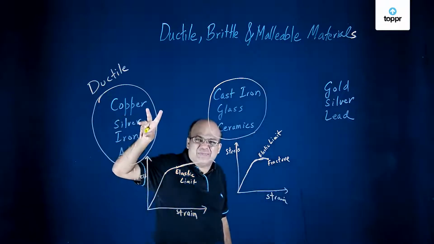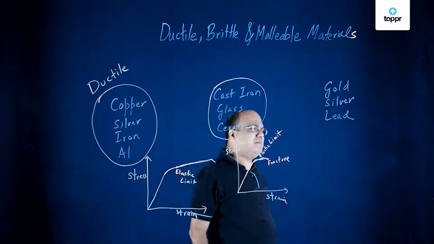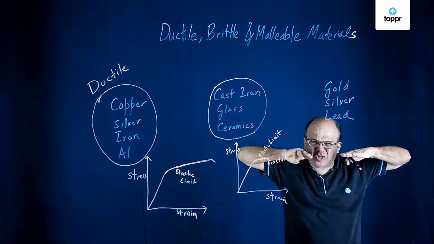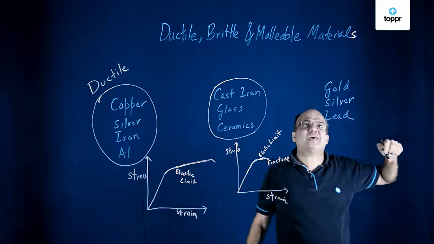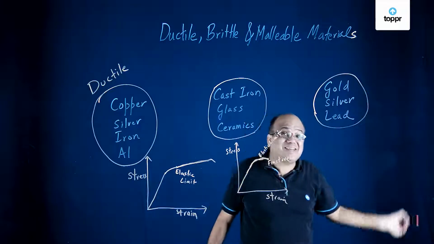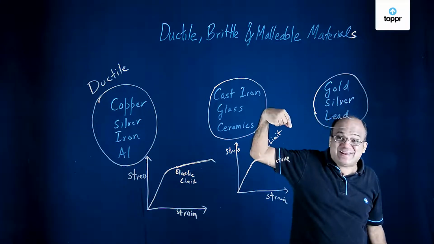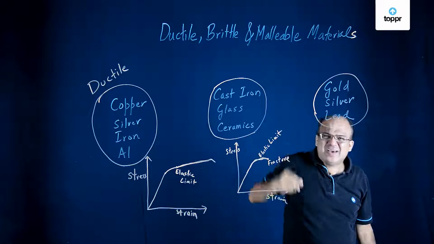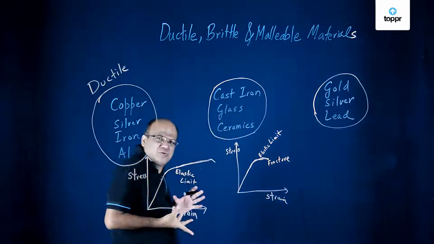These are ductile materials. Now some materials we can beat down into thin sheets. Those are known as malleable materials. Gold is a malleable material, silver is a malleable material, lead is a malleable material. So these three kinds of materials you should know.